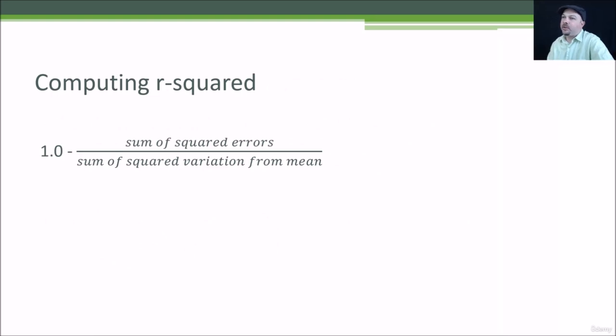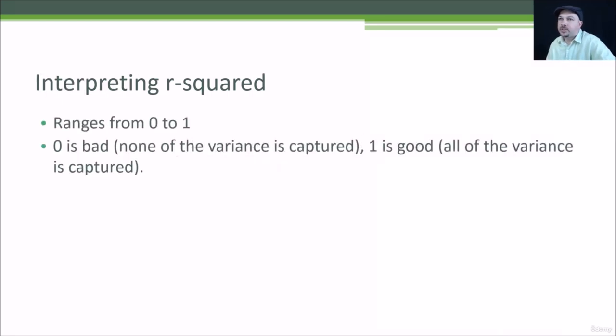And to actually compute the value, you take 1 minus the sum of the squared errors over the sum of the squared variations from the mean. So it's not very difficult to compute. But again, Python will give you functions that will just compute that for you, so you'll never have to actually do that math yourself. The way to interpret R squared, you'll get a value that ranges from 0 to 1.